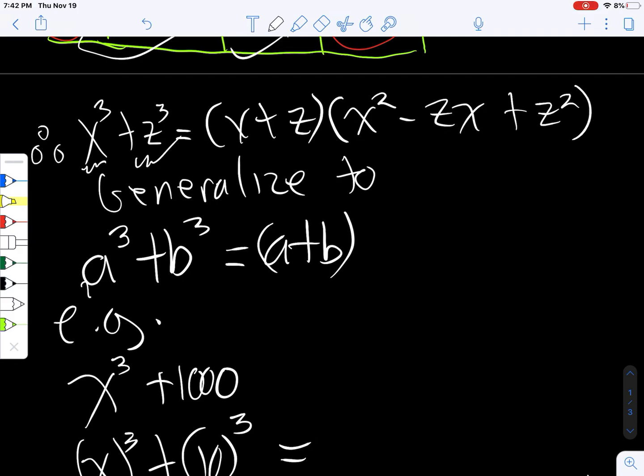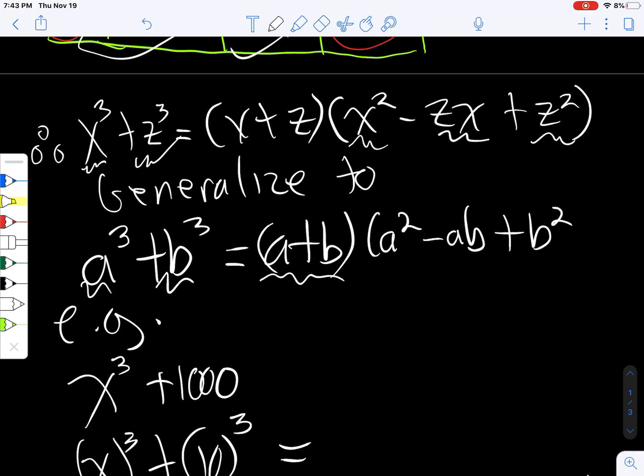So we know that a cubed plus b cubed is then going to equal x plus z, which becomes a plus b, and x squared is going to become a squared. Zx is going to become ab. Z squared is going to become b squared. And now we have proven it. Okay, so that's the formula that we were trying to prove right at the start.